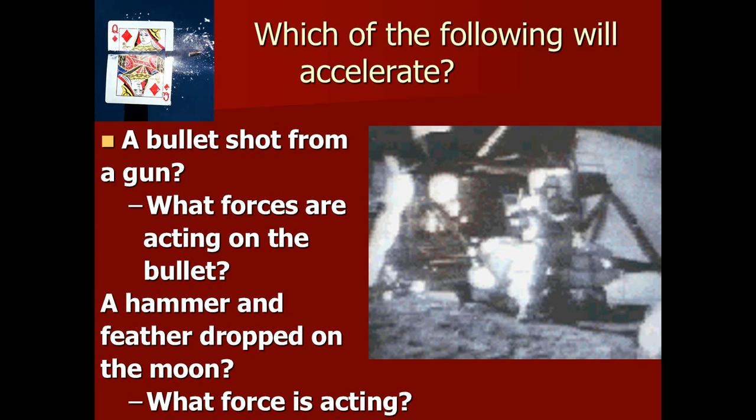A hammer and a feather dropped on the moon, are they both going to accelerate? Yes, because there is gravity on the moon. So they do speed up as they fall, but since there is no air resistance to make their speeds different, they both land at the same time.